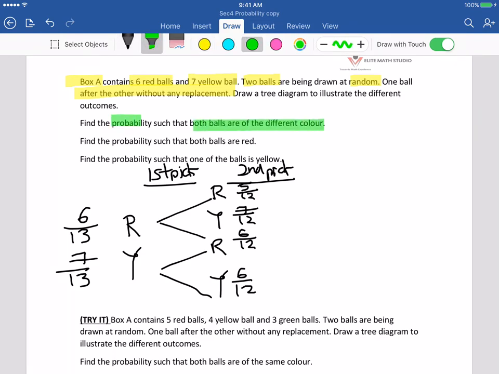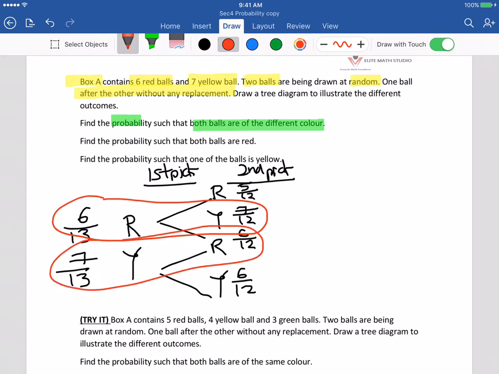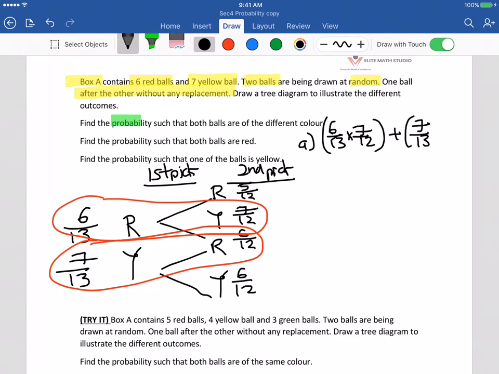Finding the probability that both balls are of a different color. Different color, so it can be red-yellow, or yellow-red. So just write A equals 6 over 13 times 7 over 12, plus 7 over 13 times 6 over 12. Just use the calculator, it will be 42 over 156, plus 42 over 156, equals 84 over 156, and then you reduce it to lowest terms.